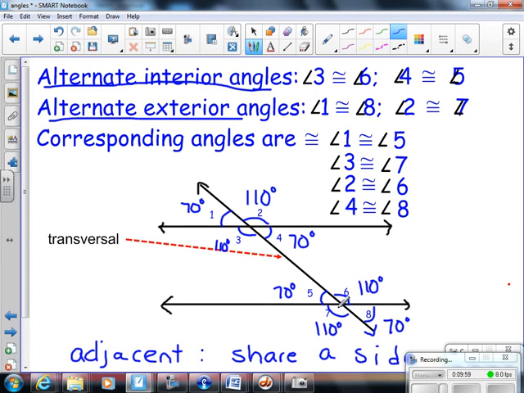Again, you could choose by vertical angles, or by corresponding angles, 3 and 7, 4 and 8, or by alternate exterior angles, 2 and 7, 1 and 8. All right, that concludes our lesson on special angle pairs.